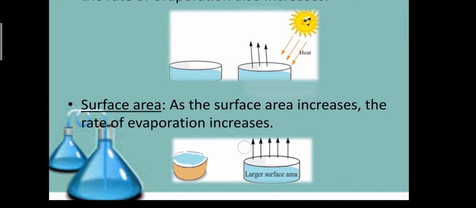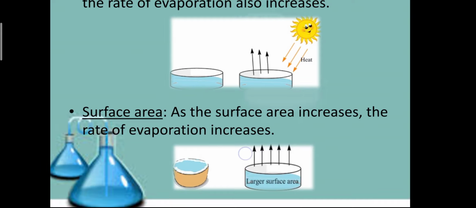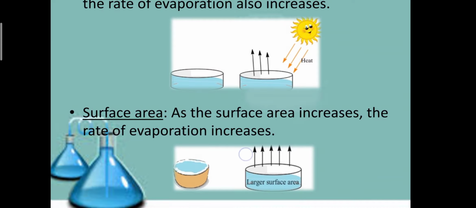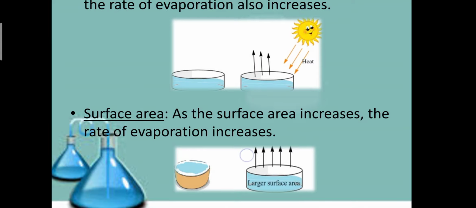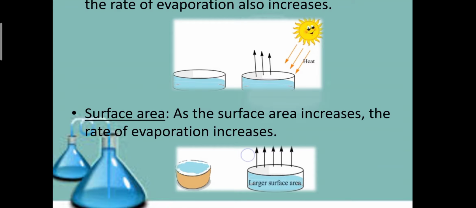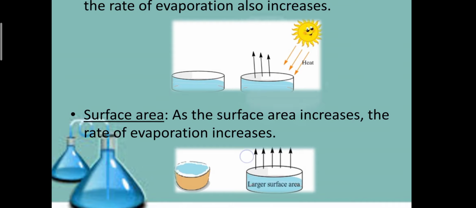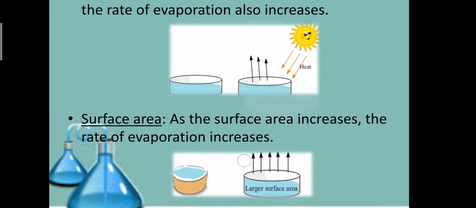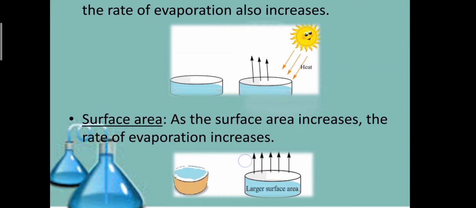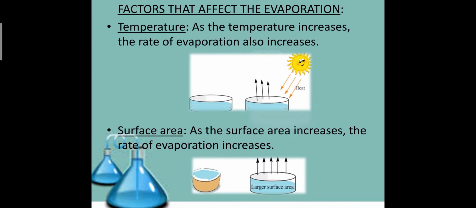Next is surface area. Now, as the surface area increases, the rate of evaporation also increases. The best example is that nowadays you must be eating your Maggi, your pasta, then you must be eating kheer, rasmalai and everything. So when they are kept in a small bowl, that too a deep one, then it takes lots of time for them to cool down compared to when they are placed in a plate or a dish which has a good surface area. These were the two factors.